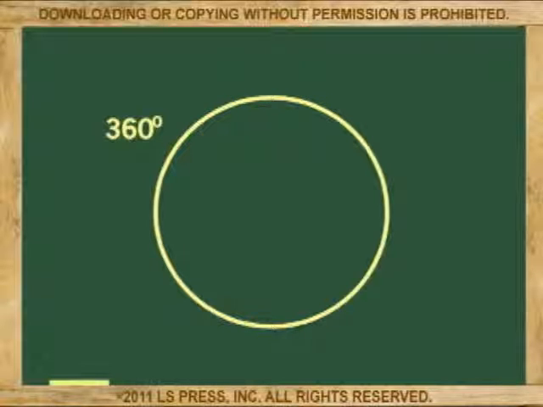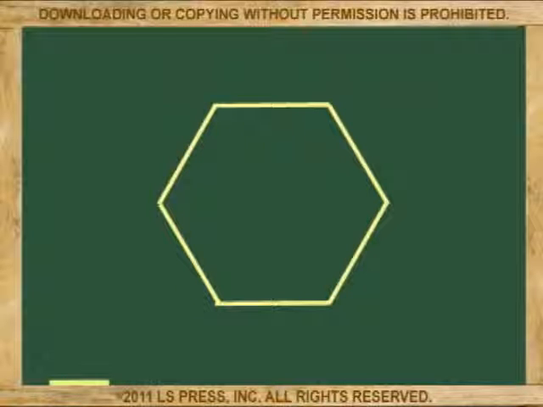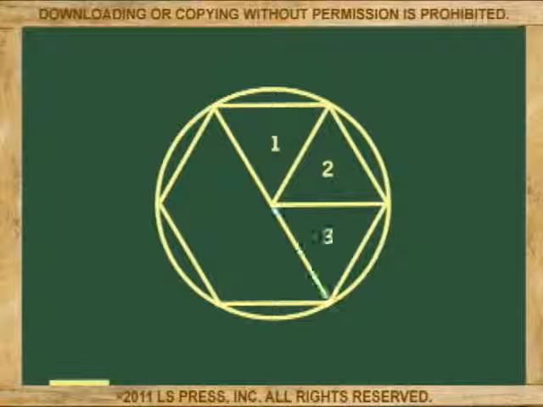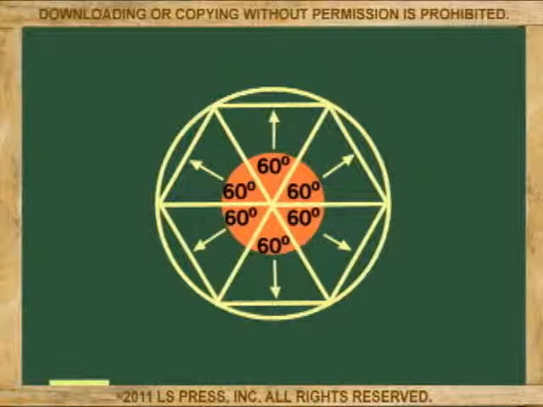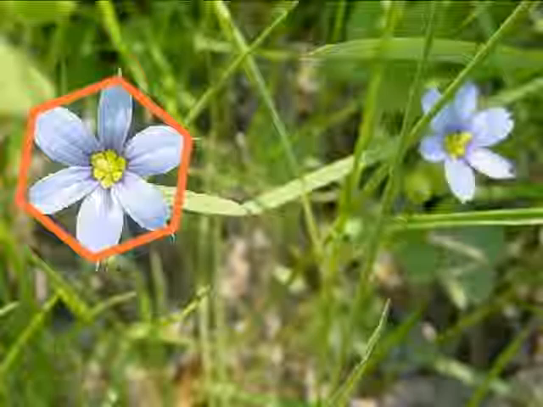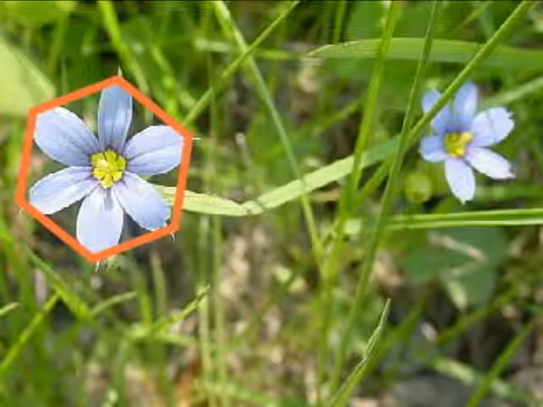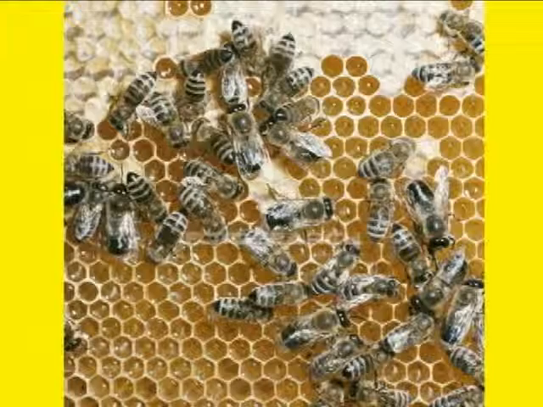It has 360 degrees because a hexagon, or a six-sided polygon, fits perfectly inside a circle, giving you six perfectly matched, congruent, equilateral triangles inside the hexagon, projecting six angles with 60 degrees each. 6 times 60 equals 360. We can find hexagons in nature, in flowers, and, of course, in a bee's honeycomb.